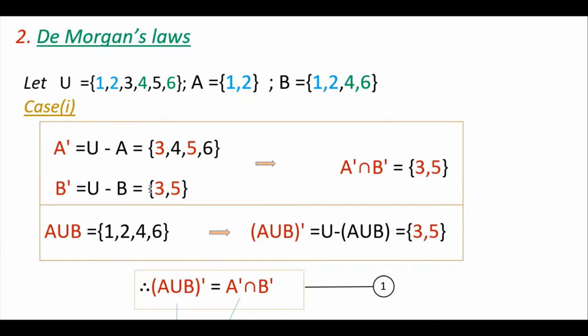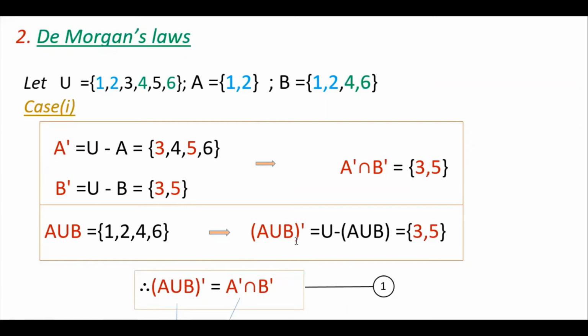And the complement of B also, U minus B. You have to exclude 1, 2, 4, 6. The remaining are 3, 5. And if you intersect these two complements of these two sets, the common elements are 3, 5. So the intersection of the complements of these two sets is 3, 5. And if you union A and B sets, then you will get 1, 2, 4, 6. You have to write all the elements here.